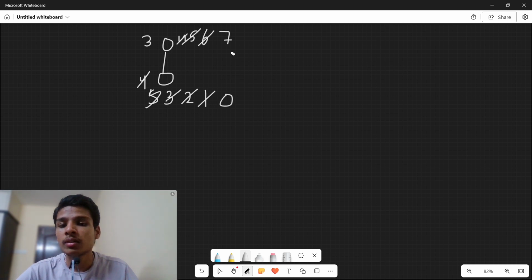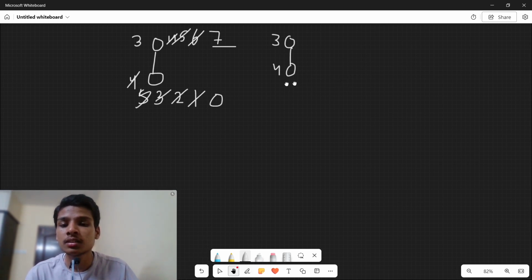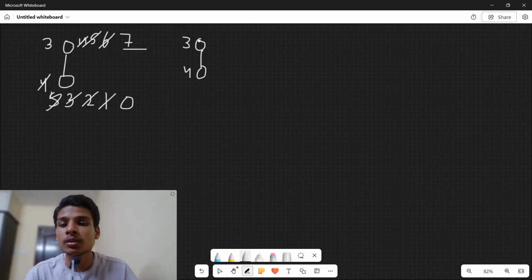Now what is the 7? If this was your original tree, with 3 and 4, and your maximum value is 7, then what is 7? 7 is simply the sum of these. Yes, this is one case: if you have only two vertices, both connected and rooted at this point, then the answer is the sum of these two vertices.